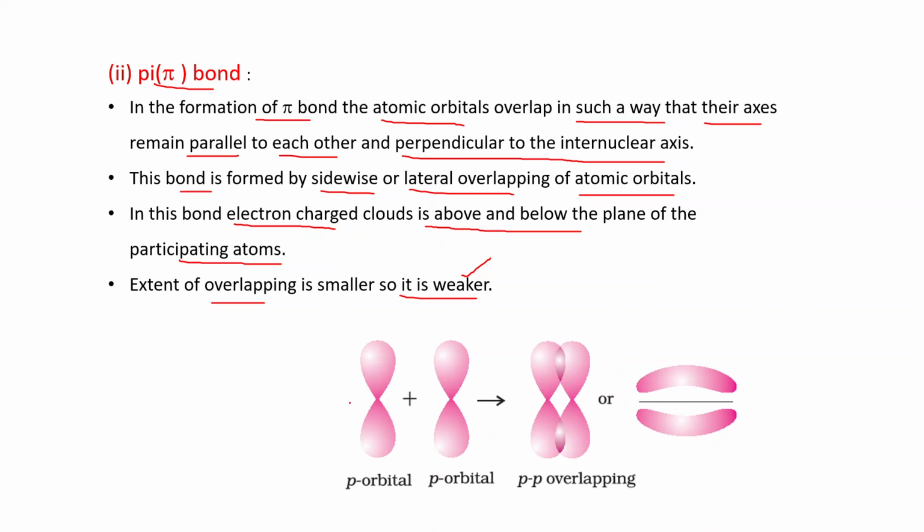Now you can see this is a weaker bond due to the small overlapping. Okay, now this is p orbital of one atom, p orbital of another atom. Sidewise overlapping is taking place. This is sidewise. Okay, and after the formation of this, we can say this is the internuclear axis, and this is electron cloud above the plane, and this is electron cloud below the plane. Again, remember, these two electron clouds are not representing two different bonds. Actually, one pi bond contains these two electron clouds. One is above the plane and one is below the plane.